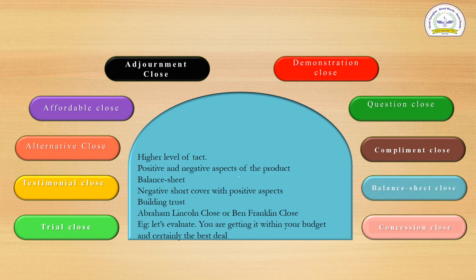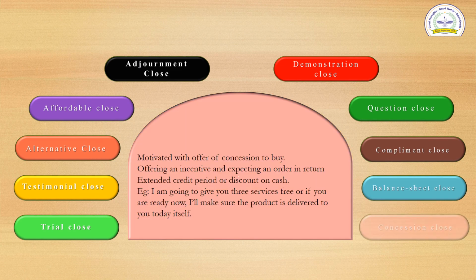The last is the concession clause. This is perhaps the most commonly used method to seal the deal. The customer is motivated to buy with the offer of a concession. The salesperson can be specific about wanting an order in return for the concession offered. He may state, "I'm going to give you 3 services free," or "If you are ready now, I'll make sure the product is delivered to you today itself."